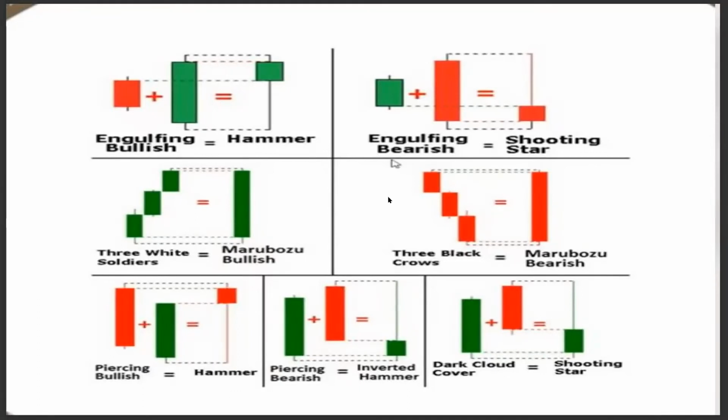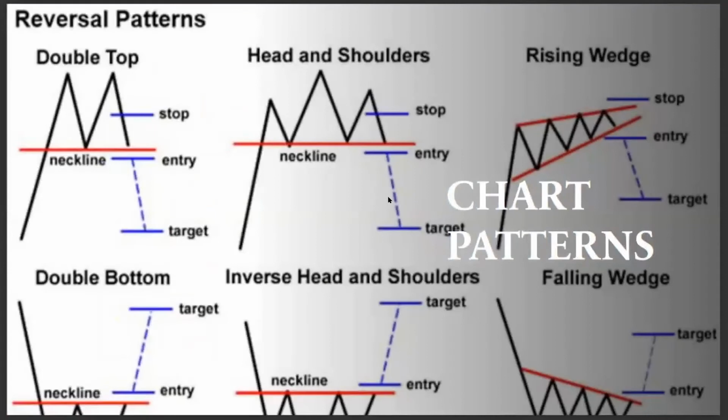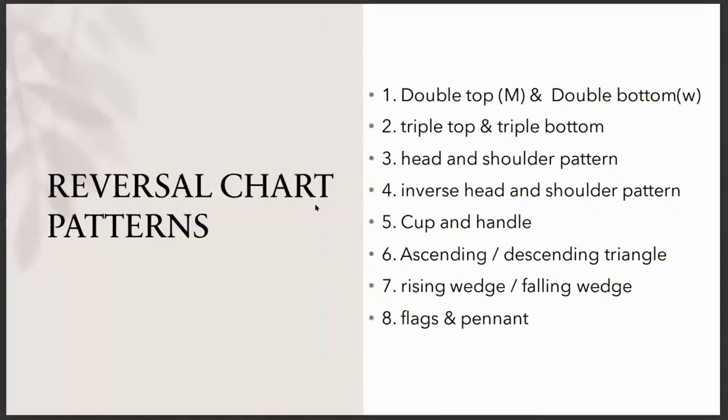Go ahead. The next thing we are going to look at is chart patterns. You can see these are the chart patterns: double top, head and shoulders, rising wedge, double bottom. These chart patterns are used by a lot of people, and they are very important. Now we'll be looking at reversal chart patterns. These are double top, double bottom, triple top, triple bottom, head and shoulders, inverse head and shoulders, cup and handle, ascending and descending triangles, rising and falling wedges, flags, and pennants.